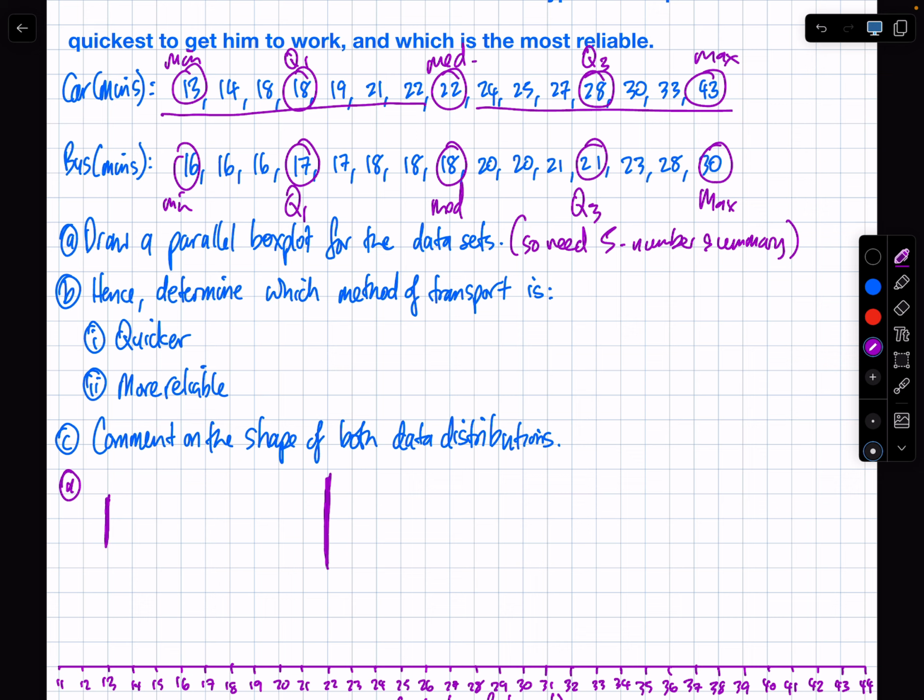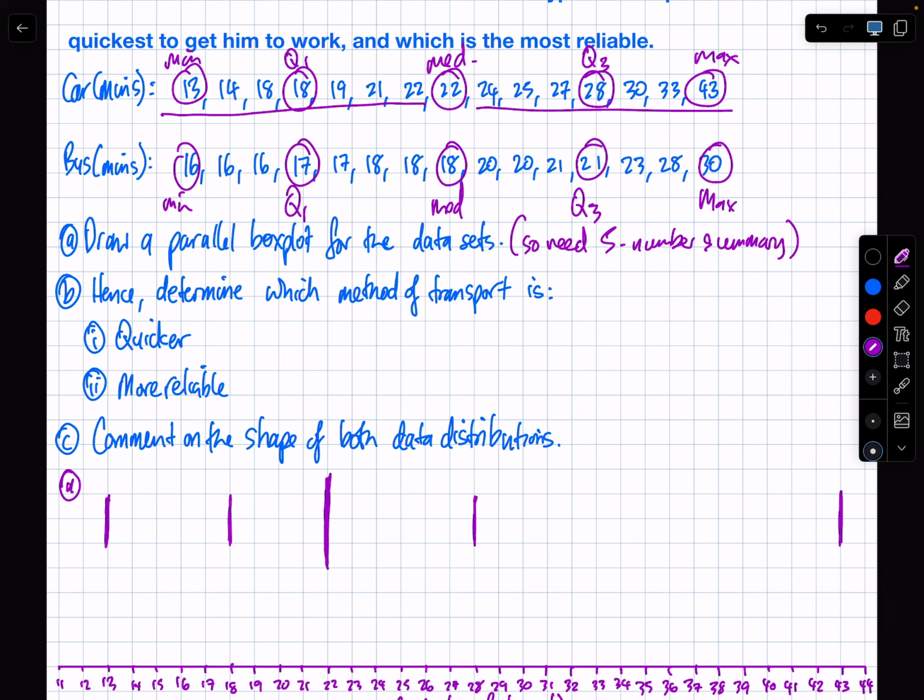The maximum is 43, so a bit of inconsistency there. The cars can vary a bit wildly. That's my max. Q1 is at 18, so another short line at 18 and another short line at 28. So I have all the lines set up, but I've just got vertical lines right now.